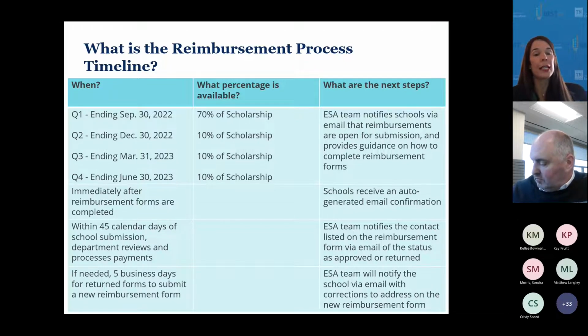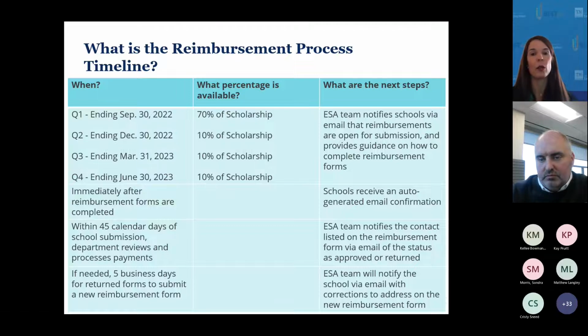For quarter 1, you can see the percentage of the scholarship award that's available is 70%. These percentages are based on the total of the scholarship award for each student. So, for example, if a student has been pre-approved for $7,000 of their award, up to $4,900 of that can be reimbursed in the first quarter. So it is allowing a bulk of the scholarship to be reimbursed in the first quarter.